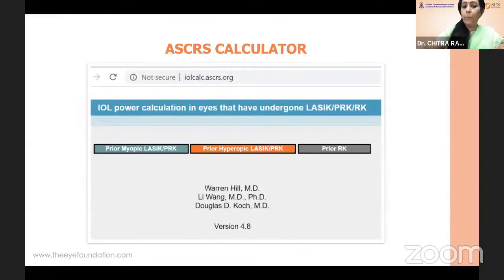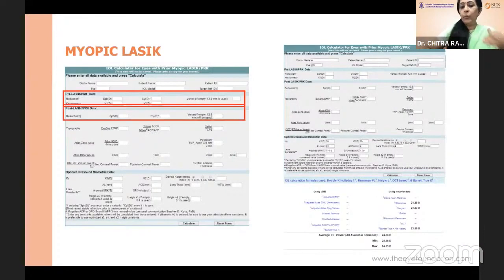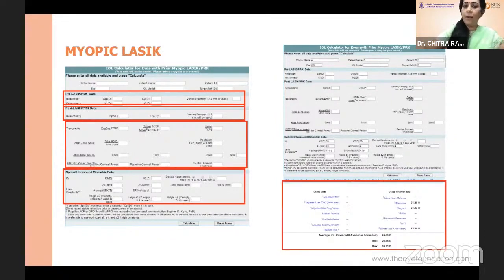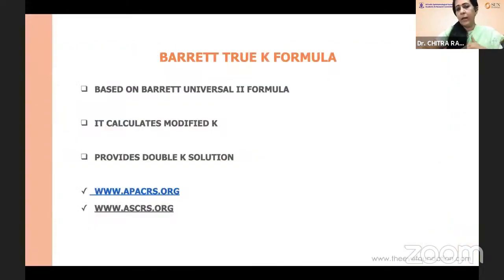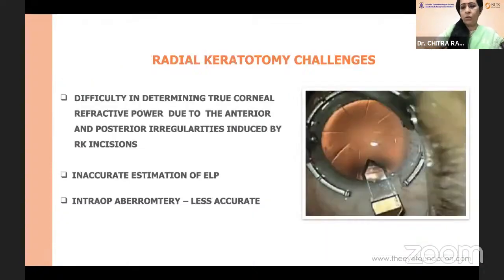You could use the myopic classic formula, wherein you need to use the least minus, keeping in mind that we tend to underestimate the K and we could overestimate the IOL power. Now, this would be vice versa in the hyperopic eye. And these are the different formulas which could be used, and Barrett True-K definitely stands strong as far as this is concerned. And you could even get access to this on the apacrs.com or the ASCRS website.